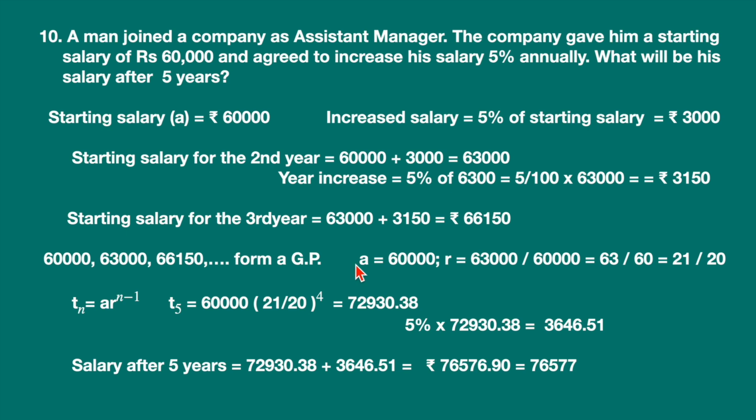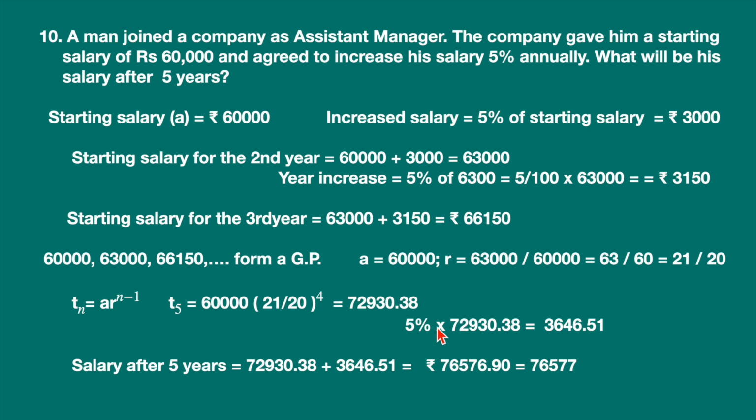So here the first term A is 60,000, R is the common ratio. Divide 63,000 upon 60,000, you get 21 upon 20. Okay, now what will be his salary after 5 years? Okay, so fifth year, what will be his salary? T5, substitute these values, simplify, you get, in the fifth year, it will be 72,930. Okay, now they're asking after 5 years. Okay, so at the end of 5 years, that means the sixth year, he will get this increase, no, 5%.